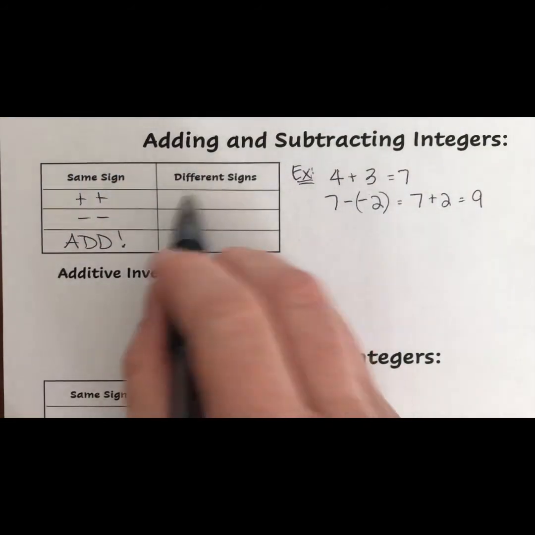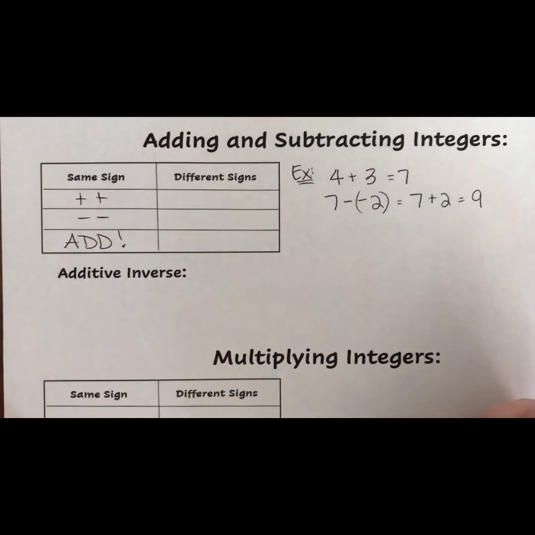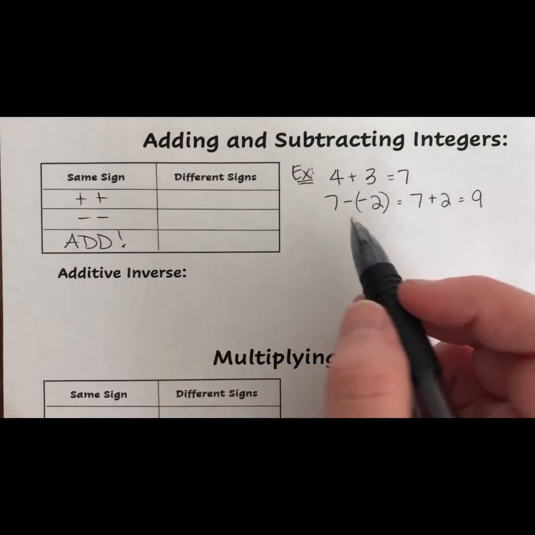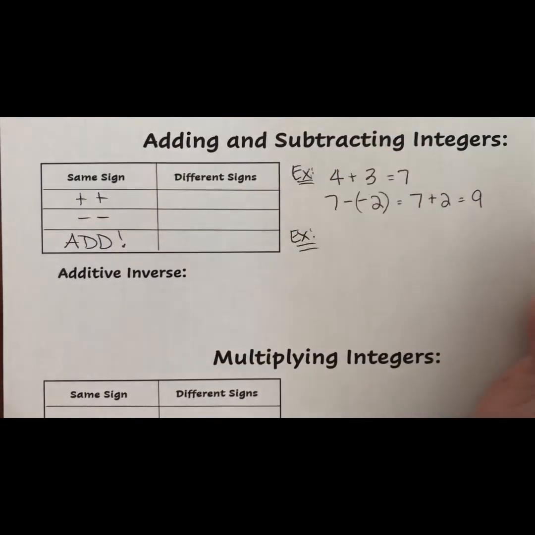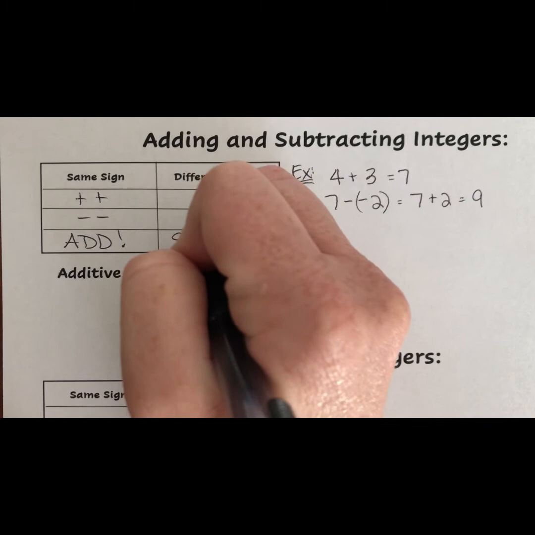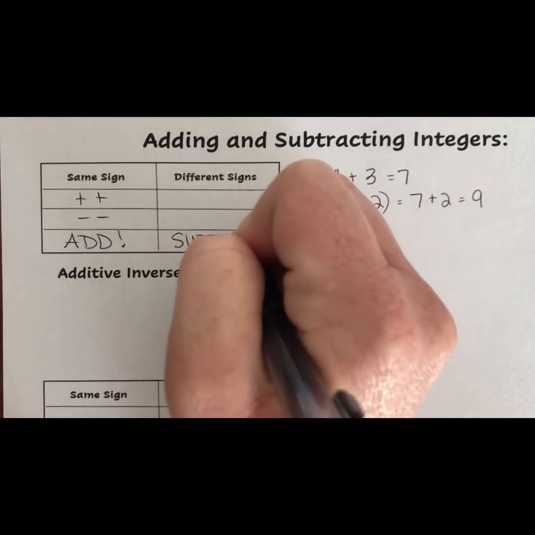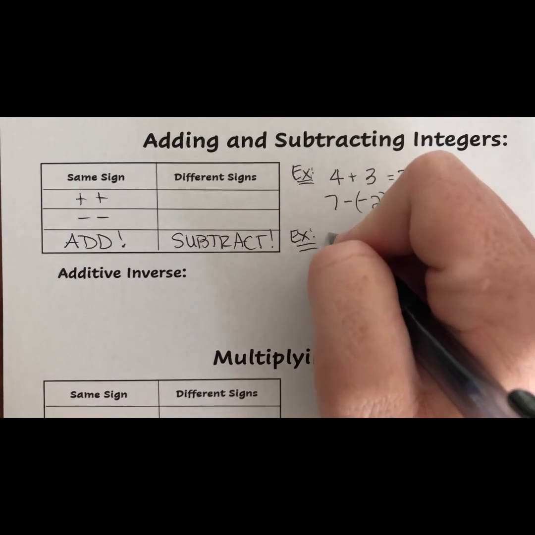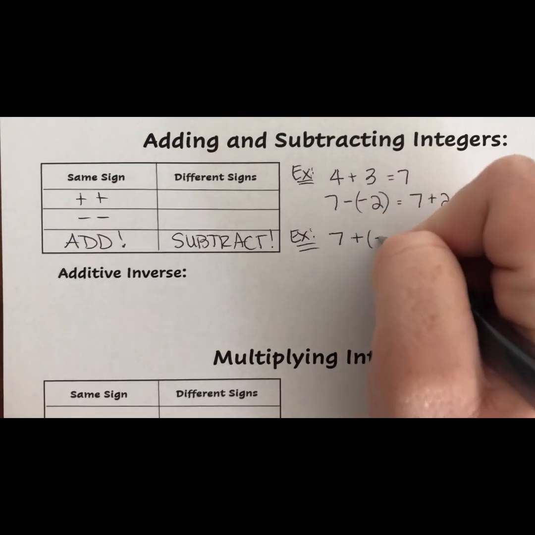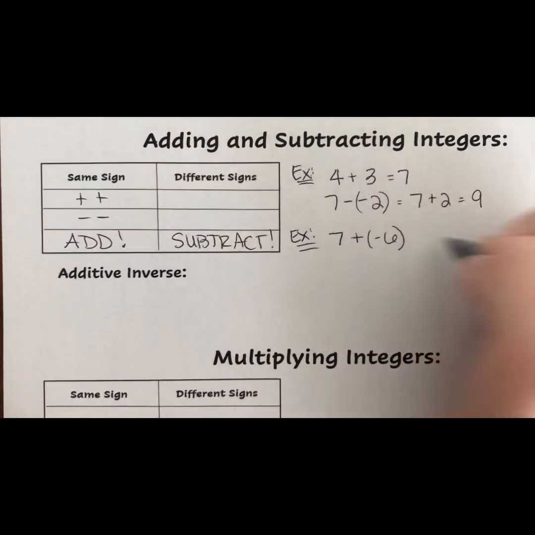All right, and then if the signs are different, it doesn't matter what each of the numbers are, it's just the signs that are touching. If the signs that are touching are different, you're always going to subtract. Always.